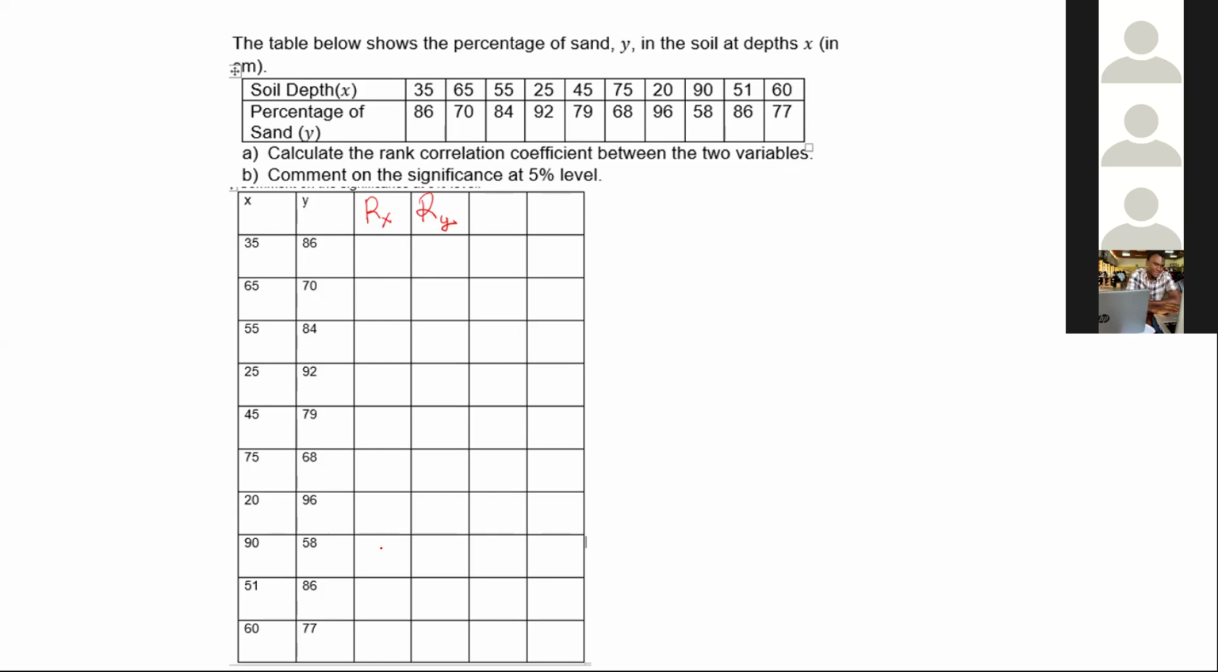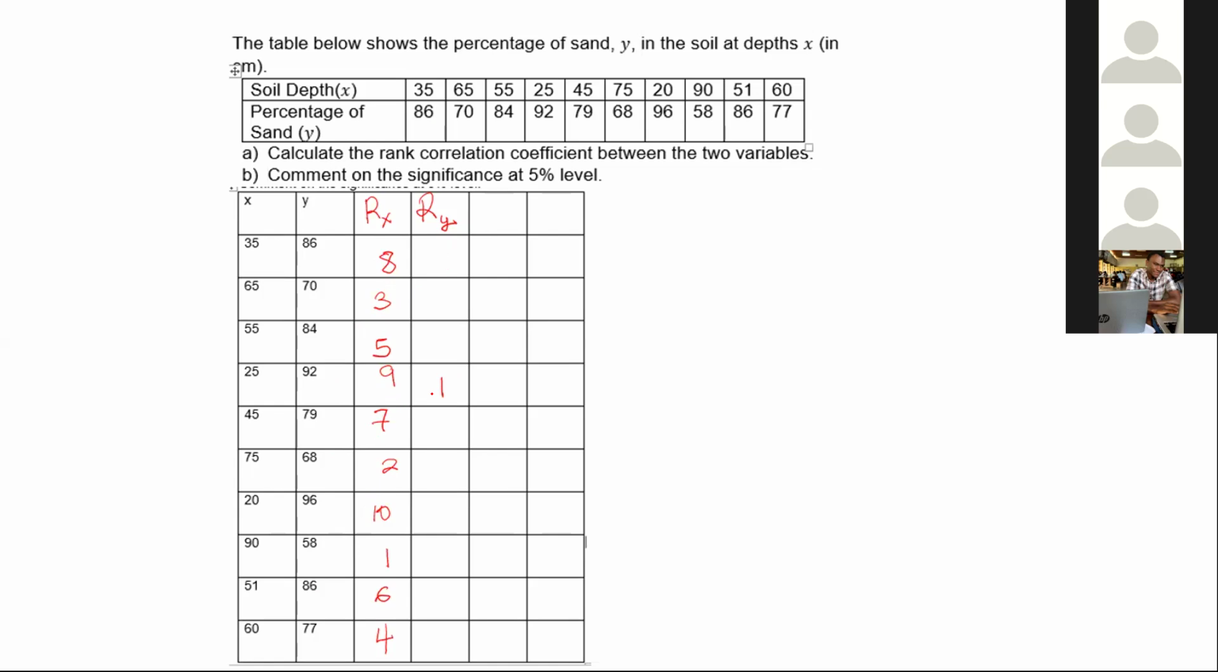So I see 90 for X is the first one, then 75, then 65, then 60, which is the fourth, and then 55, then 51, and then 45, then 35, then 25, and then 20. And then we shall also rank the values in the column of Y in that same way.